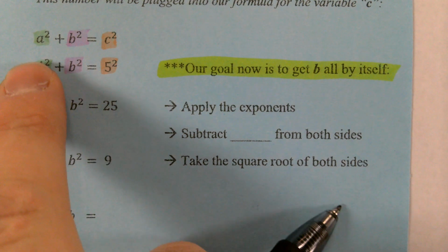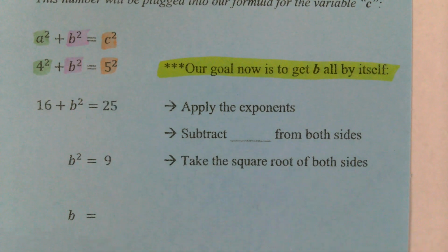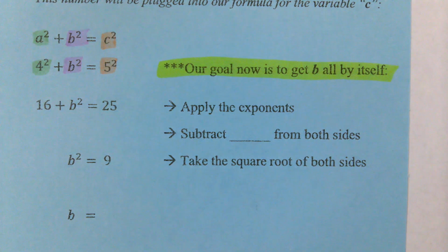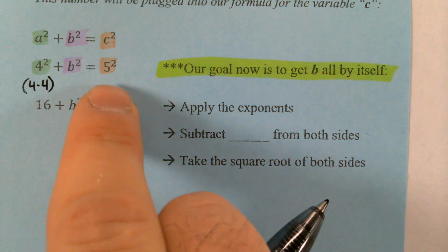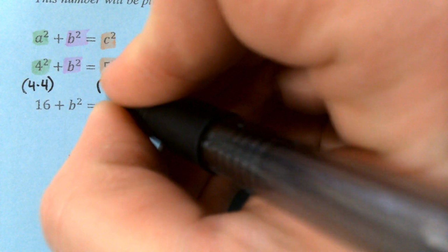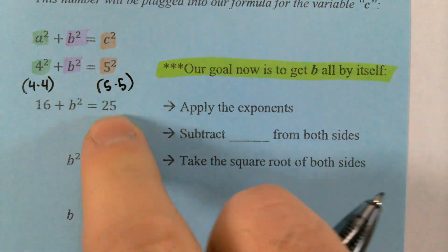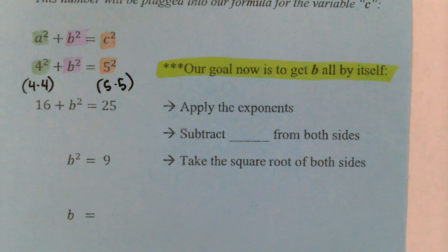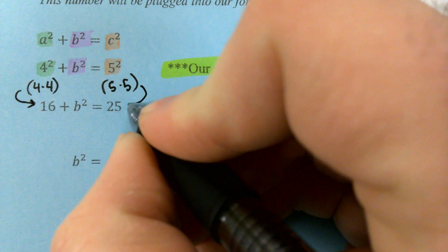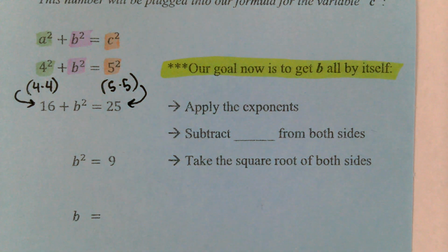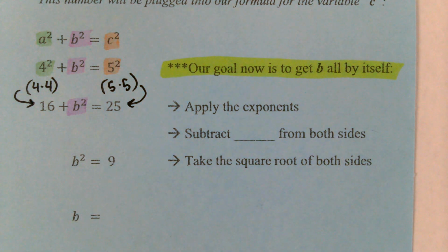So we've got 4 squared plus B squared equals 5 squared. 4 squared is just 4 times 4, right? And that gives us 16. 5 squared, well, that's just 5 times 5. That gives us 25. But B squared remains as B squared. Can't split that up at all, right? That's our variable that we're solving for.